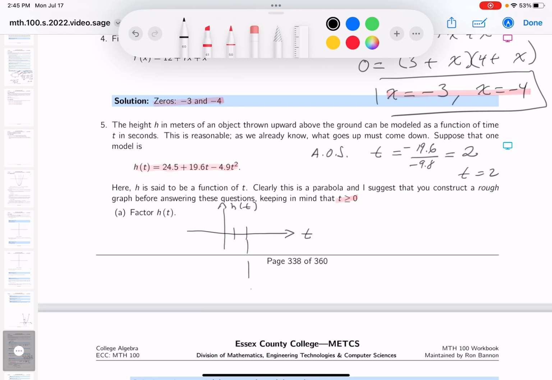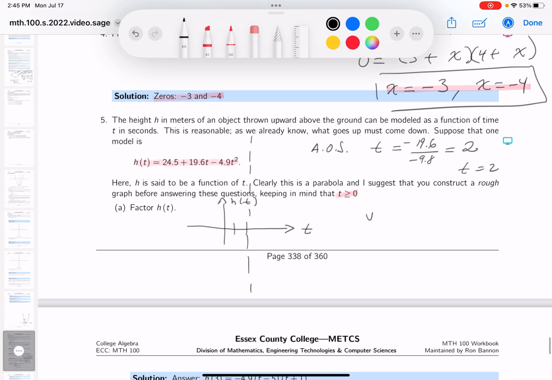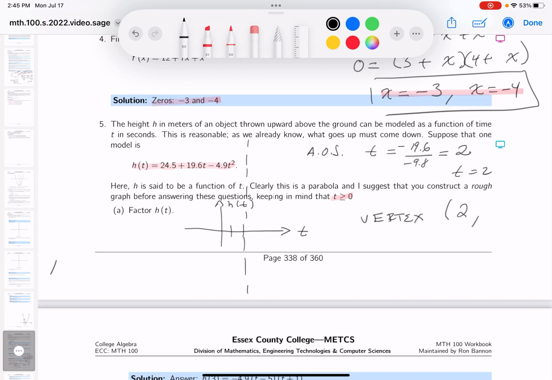And I'll put this down over here. All right? I want to get the vertex. And yeah, it's problematic, there's no doubt about it. What do I know about the vertex? I know t is 2. I'm going to go up here and plug it in for you, though. h of 2 is going to be 24.5.